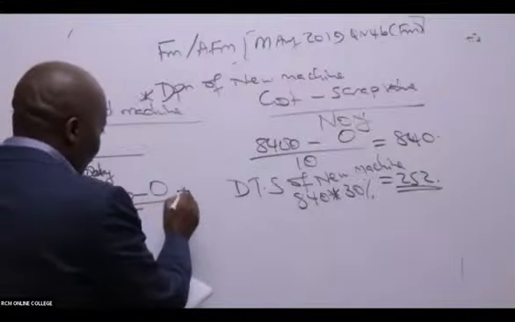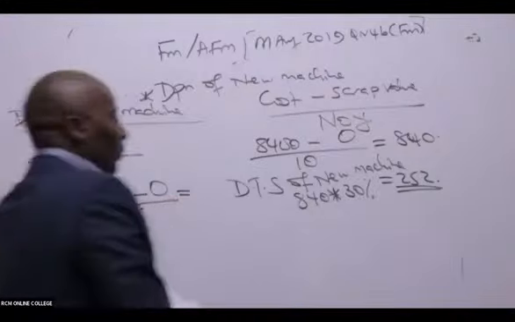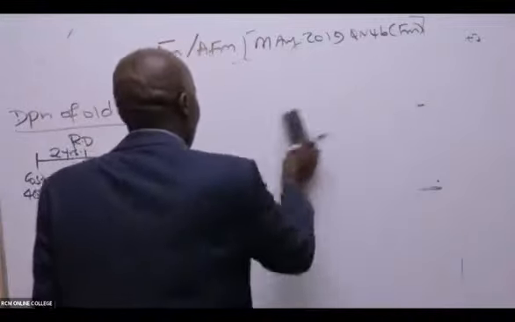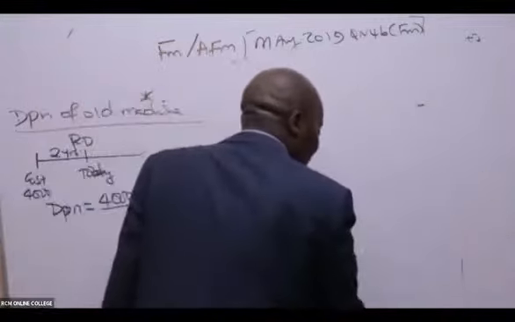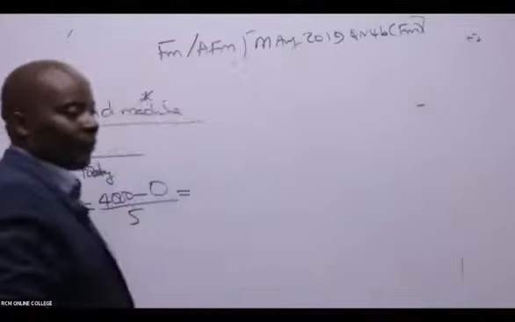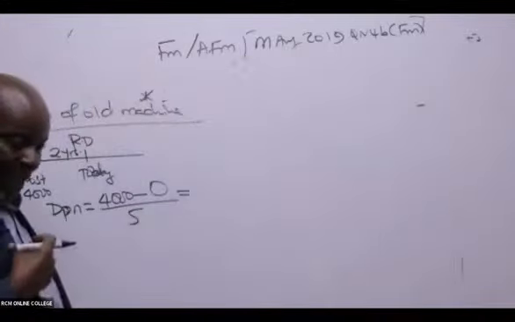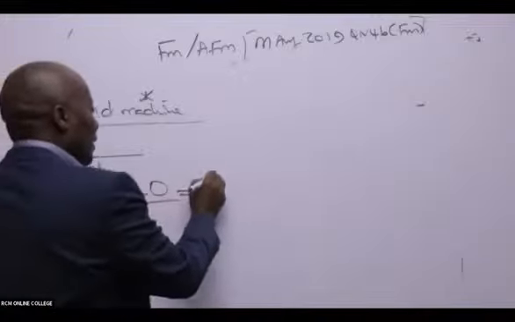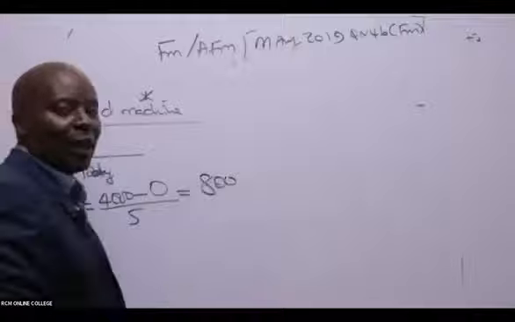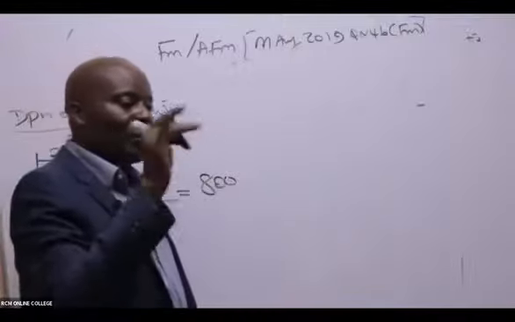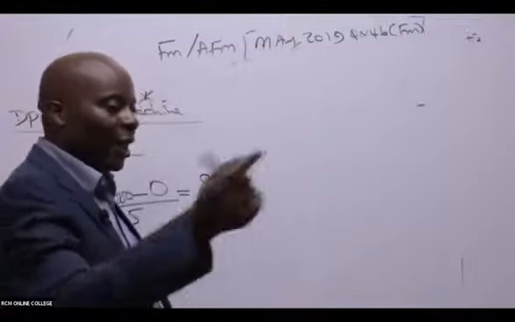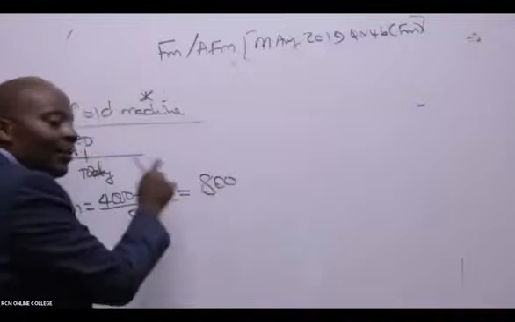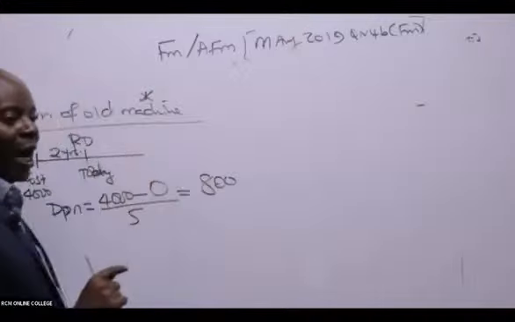Are you able to give me this depreciation per annum? Initially, it was 5 years. Depreciation per annum, 800. There is a student saying they can't hear the teacher. What you need to do is tell them to get out of the meeting, and then they come back. So remember, this is per annum.